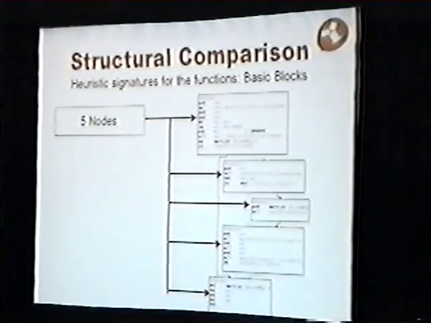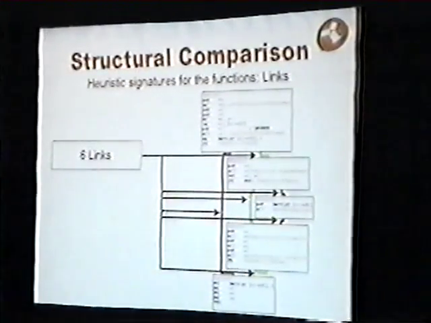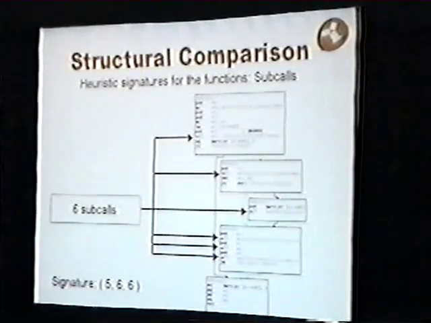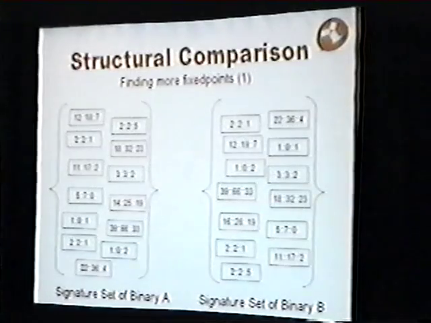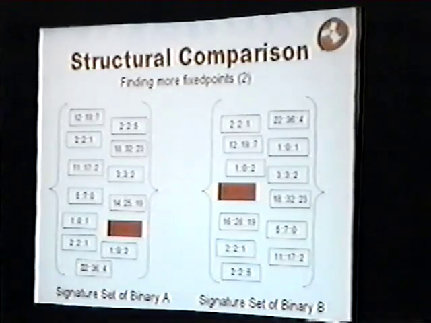So the signature of a function like this here would consist of 5 for 5 nodes, 6 for 6 links, and 6 for 6 subfunction calls. So we get a tuple of 3 small integers describing the graph. And then when we compare two executables, we have these two big sets of tuples. Now we try to find tuples that are unique in each of these sets. For example, the tuple 39, 66, 33 is unique in both executables.